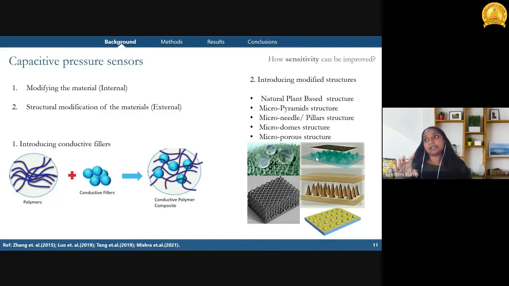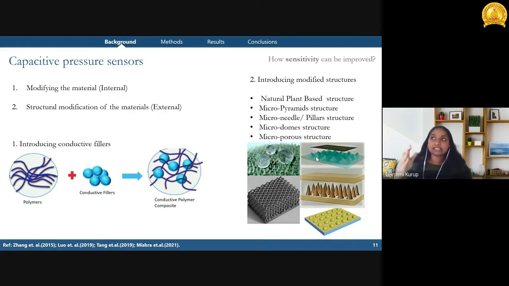I'll just give an example. You might be knowing lotus leaves, right? So lotus leaves, as you look at them, we can't see the small hair-like structures present on the surface. But under a microscopic view, we can see that the lotus leaves are hydrophobic in nature. That is, they don't allow water to settle down on them. Hydrophobic in nature, and they have small hairs or spiller-like structures.